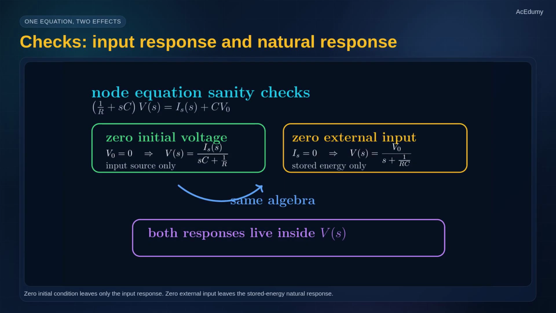Two quick checks make the equation trustworthy. If the initial voltage V0 is 0, the memory term disappears and only the input source drives the node. If the input source is 0, the stored capacitor energy still drives the natural response. The same equation gives V of S equals V0 over (S plus 1 over RC). So forced response and natural response live together in the same algebra.